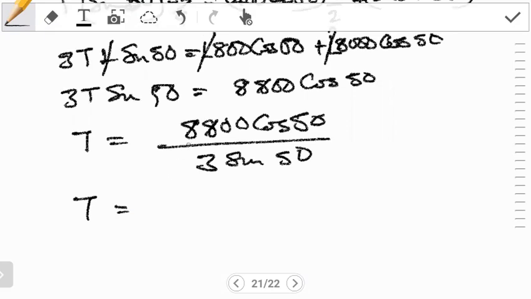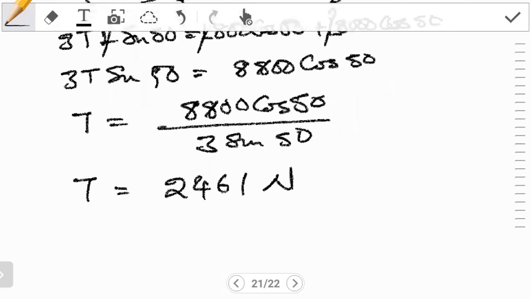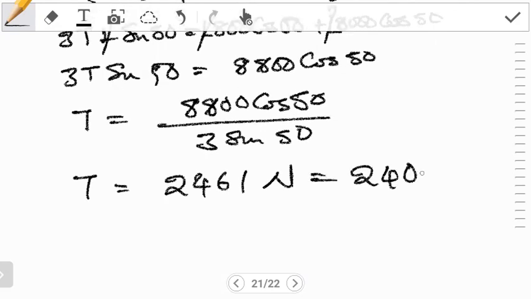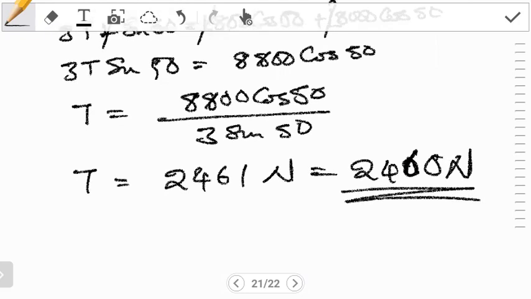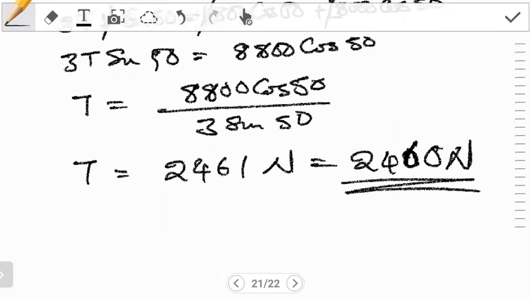If you did that, the answer you get is going to be 2461 newtons. Or you can write this as 2460 newtons. Okay, so this is basically what you had to do to work this out.